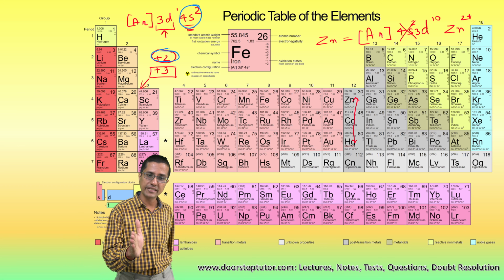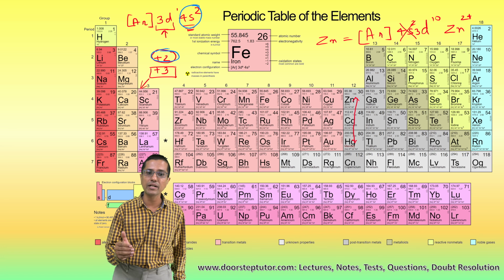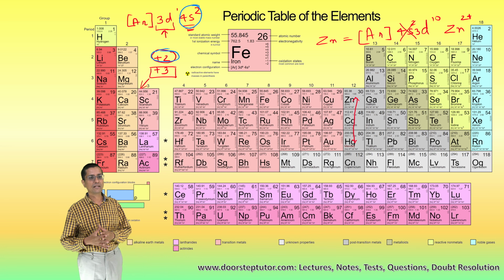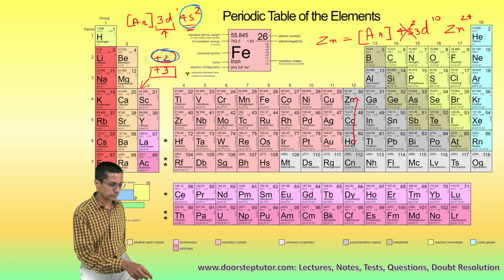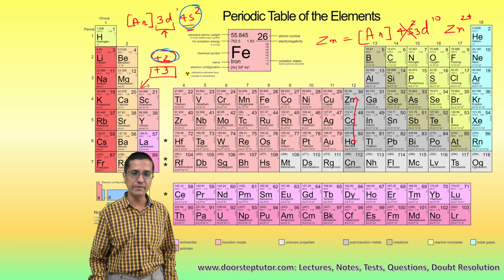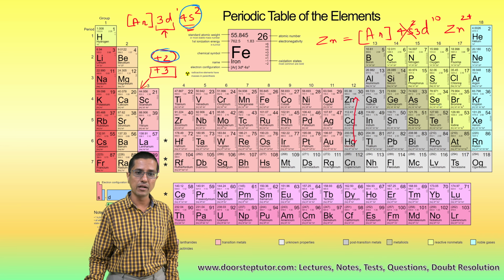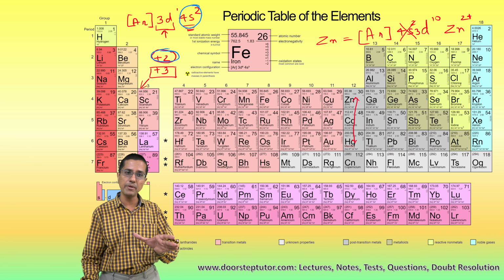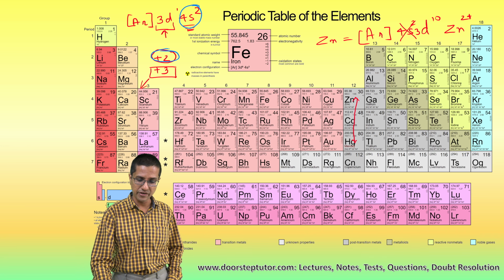So zinc, cadmium and mercury, as far as we are concerned, are the three elements in the d block which are not transition metals. Scandium and yttrium have now been classified as transition metals.